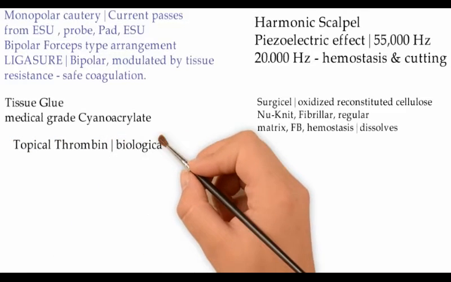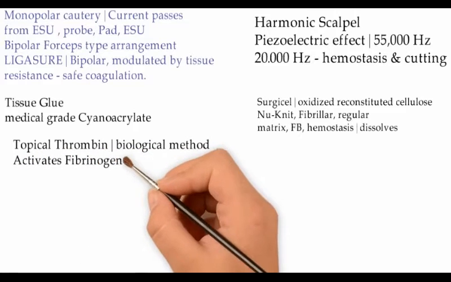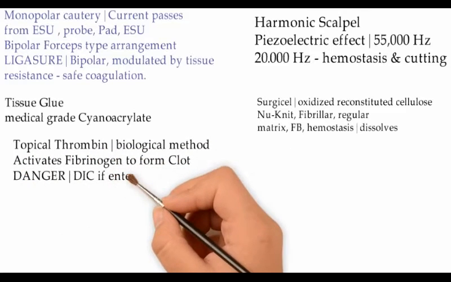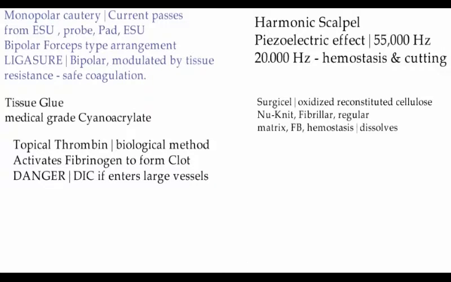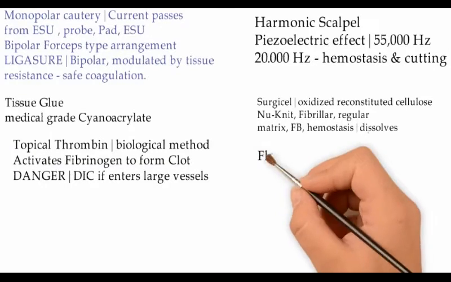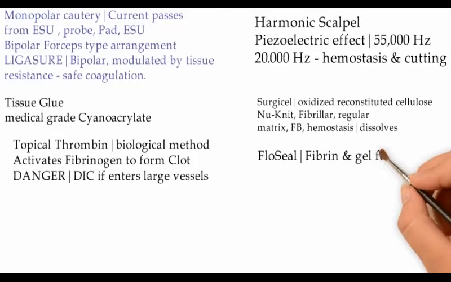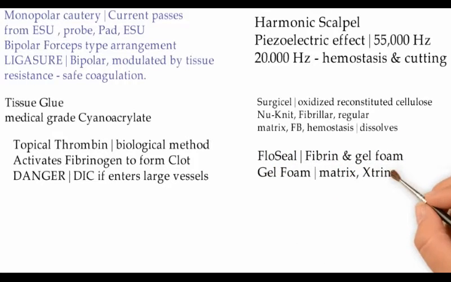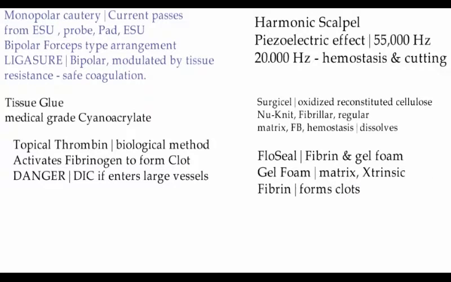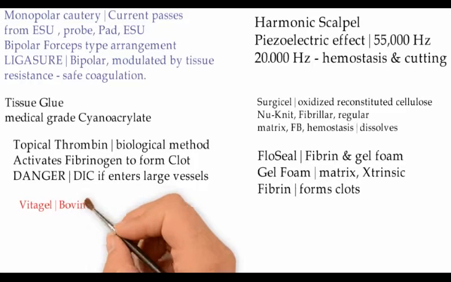Topical thrombin is a biological method to cause hemostasis. It activates fibrinogen to form a fibrin clot, but the danger is that if it enters the large vessels, it can cause DIC. FloSeal, as the name suggests, stops the flow and forms a seal. It's a combination of gelfoam, which forms a matrix and also excites the extrinsic pathway, and fibrin, which forms the clot and forms a seal.